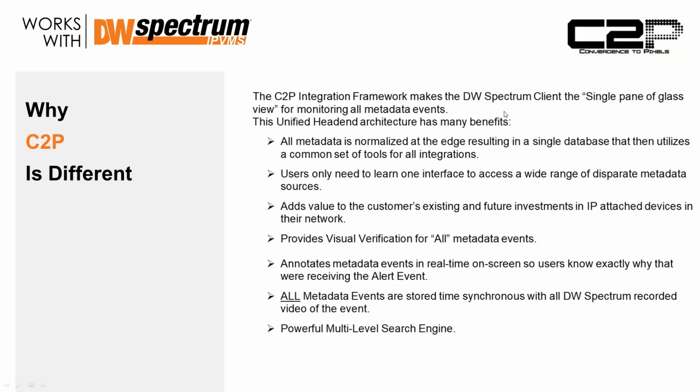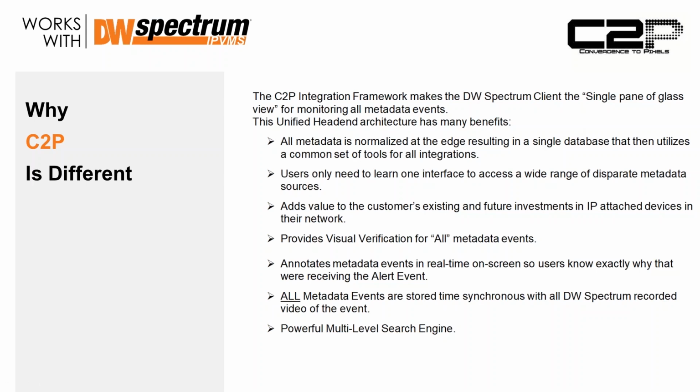So the C2P integration framework makes the DW Spectrum, that single pane of glass, the holy grail for monitoring all metadata events. This unified head-end architecture has many benefits. All metadata is normalized at the edge. That's mission critical for what C2P does. That's a philosophy we adopted early on, and it's paid off immensely in the product. We provide all that unified data in a unified database, and that allows the user to have a common set of tools to navigate between any integration seamlessly without having to know the underlying technology whatsoever.